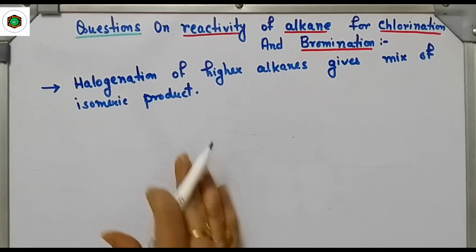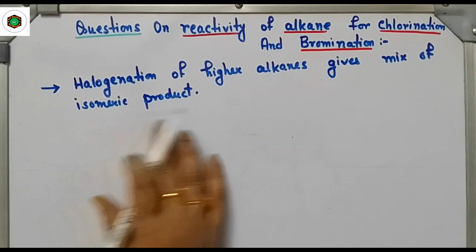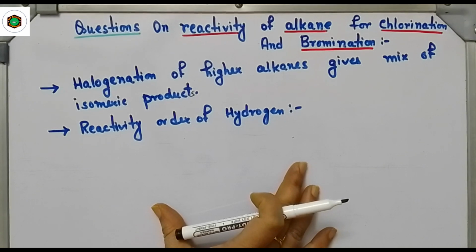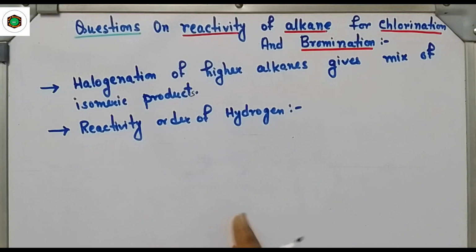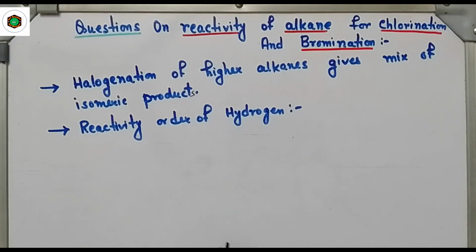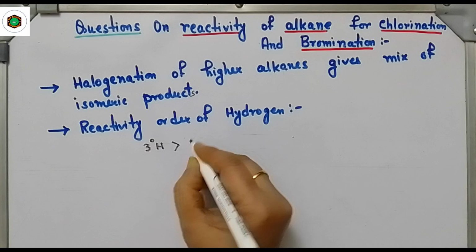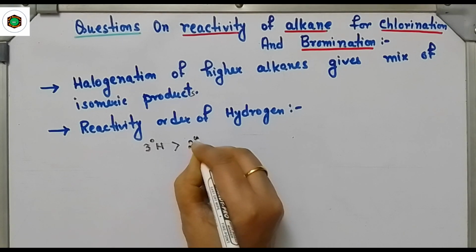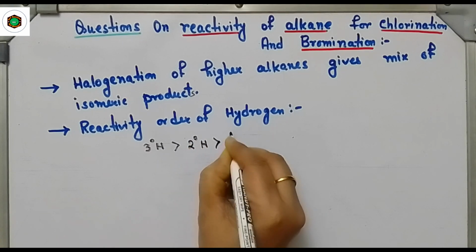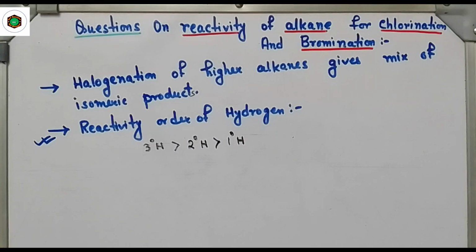Now halogenation of higher alkanes gives mixture of isomeric products. On a particular hydrocarbon, hydrogens may be tertiary, secondary, primary. Reactivity order of hydrogen where substitution of halogen can take place is this one. Tertiary hydrogen is most reactive, then secondary and then primary hydrogen. This is important point you have to remember.